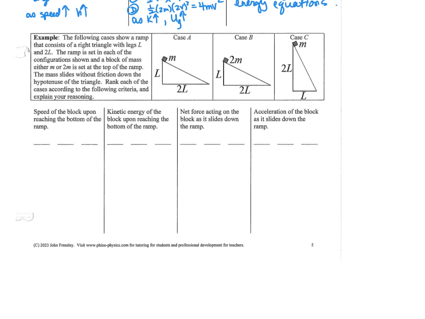Next example, we've got a ramp, 2L by L. Now, how it's oriented and a mass, M and 2M. Between case A and B, they're the same ramp with two different masses. In case C, the ramp is turned the other way with mass just M. Speed of the block reaching the bottom. So let's figure out what's going on. So we're going to call this H, and this is theta in each of these cases, because that's still the same no matter what.